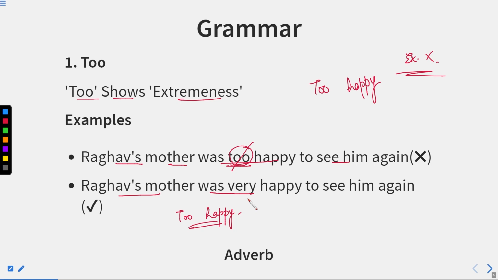If I'm over here saying too happy to see him again, that shows it was not required by her to be very, very happy. But of course, if her son has returned after a long time or from anywhere, she must be very, very happy. But too happy will definitely spoil the sentence, will turn the sentence in negative sense. Therefore, we'll replace this too with very, and that will make the sentence positive and correct.